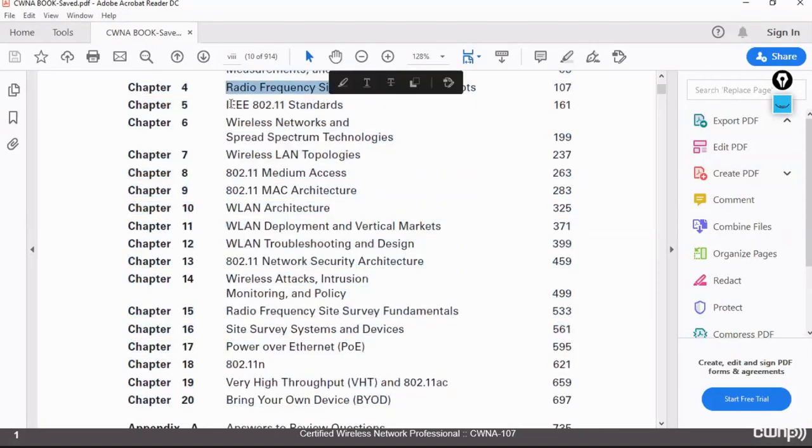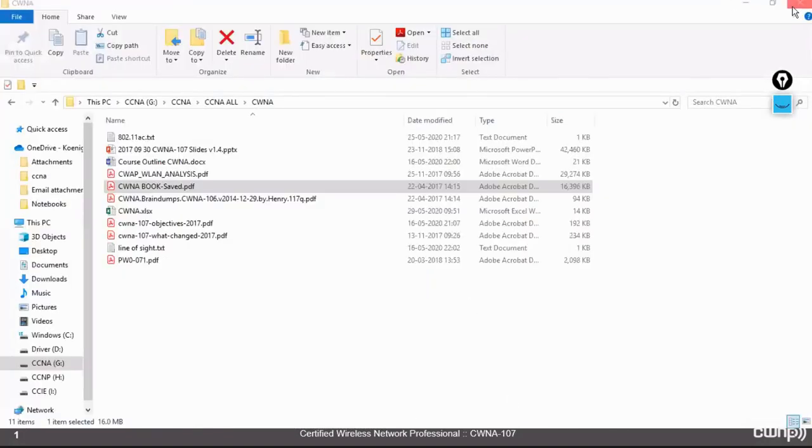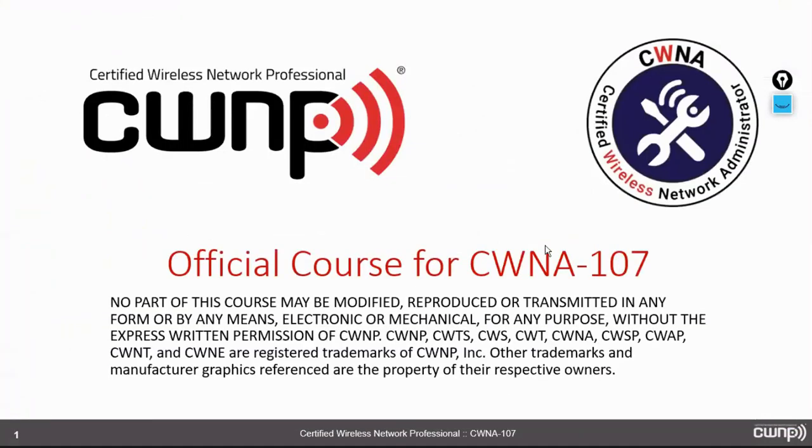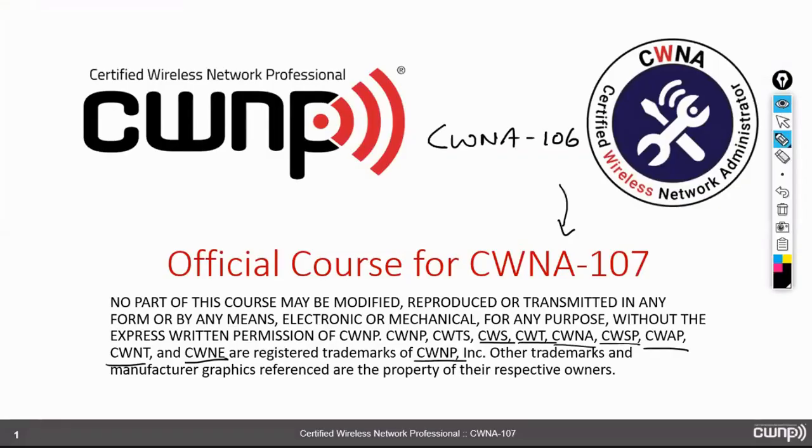Chapter 4 is for radio frequency, but the new CWNA, which is CWNA 107, contains only 13 lessons. CWNA 106 has 20 lessons, but CWNA 107 has only 13 lessons. They squeezed the course. They did not quit any technology. Actually, they squeezed the course very gently, from 20 lessons to 13 lessons.